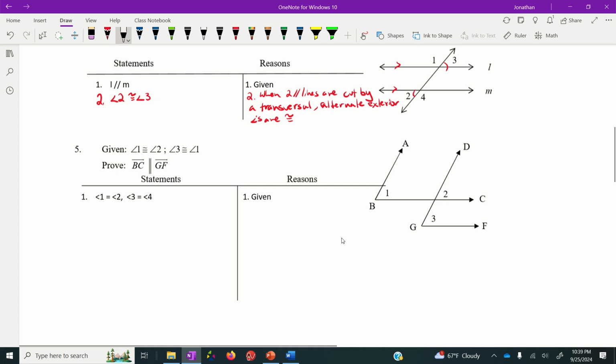And I noticed that I made a mistake. This is supposed to be a 1, not a 4. All right, and let's go mark it. So we know that angle 1 is congruent to angle 2. So let's say, for instance, that we knew that both of these were 50 degrees. Okay, we also know that angle 3 is congruent to angle 1. So if these two are equal, that means that these two angles have to be 50 degrees, and that makes all 3 equal.